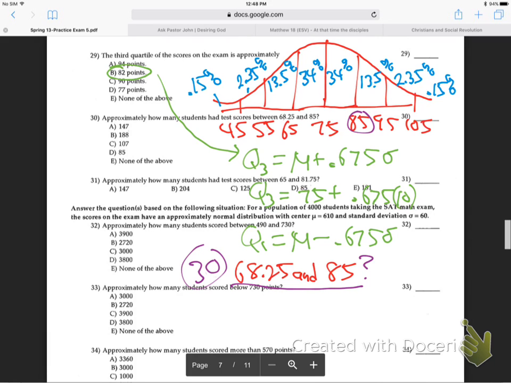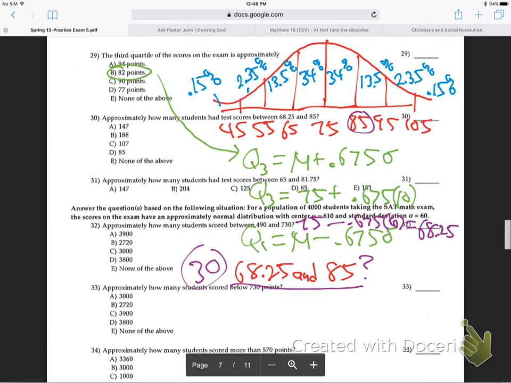You know what it always is when you do a weird thing on the bell curve? It's Q1 or Q3. Now, 68.25, is that before halftime or after halftime? It's before the 75, before halftime. So that's Q1. You could prove it with the Q1 formula: plug in the 75 minus 0.675 times 10, and it comes out to 68.25.